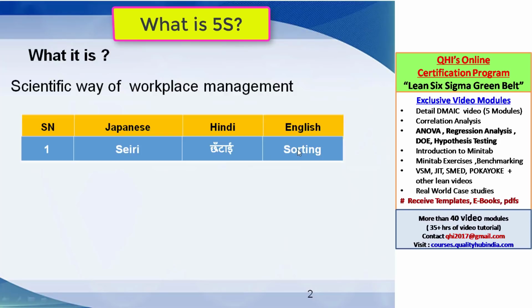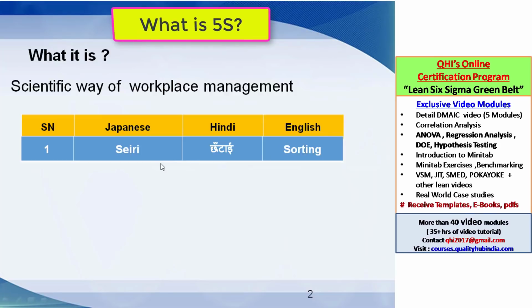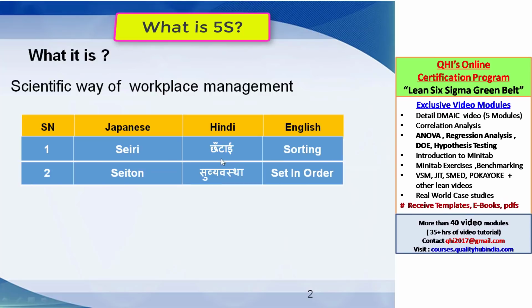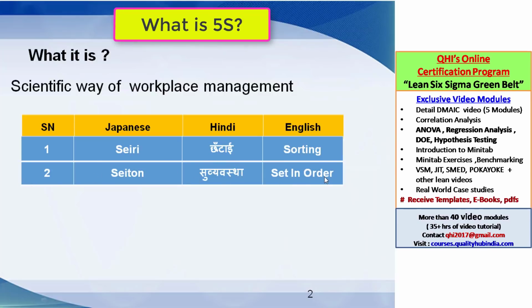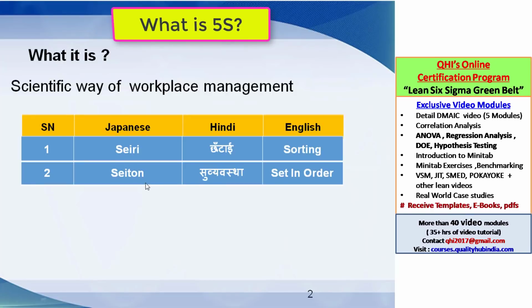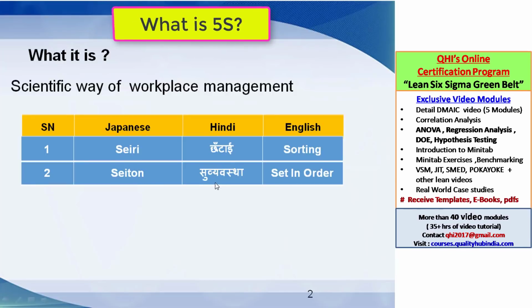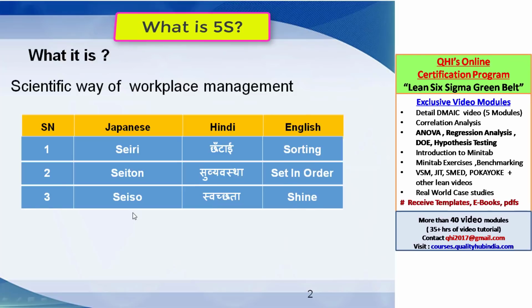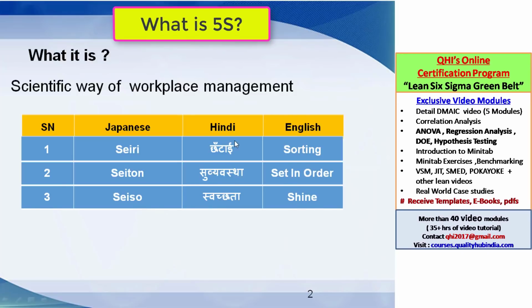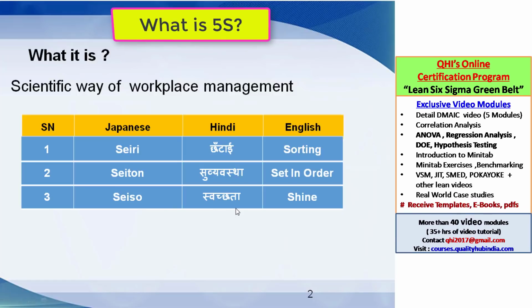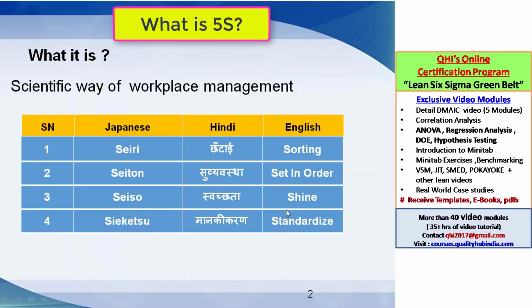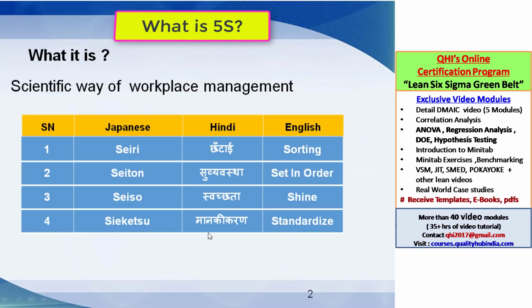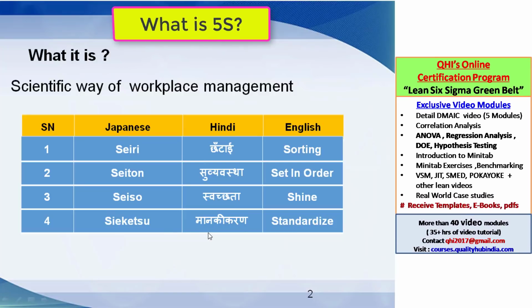The first S is sorting, which is known as seiri in Japanese and chhatai in Hindi. The second S is set in order, which is known as seiton in Japanese and suvyavastha in Hindi. The third S is shine, which is known as seiso in Japanese and swachhata in Hindi. The fourth S is standardize, which is seiketsu in Japanese and manakikaran in Hindi.